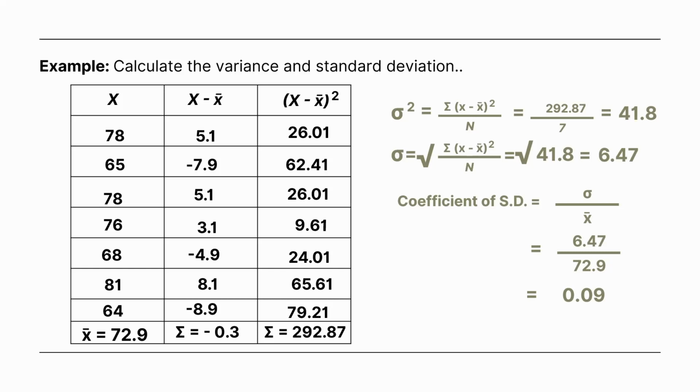Then square this, you'll get 26.01, 62.41, 26.01, 9.61, 24.01, 65.81, 20, and 79.21. Getting the sum of this is 292.87.